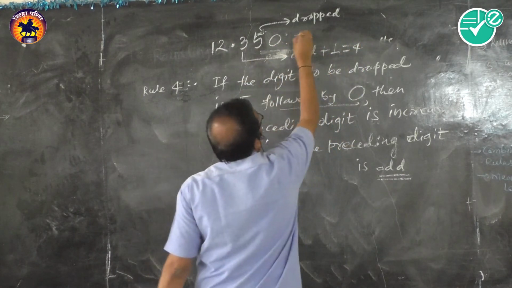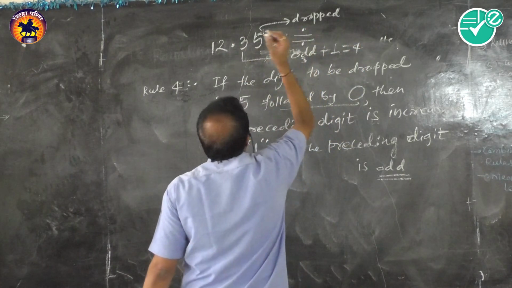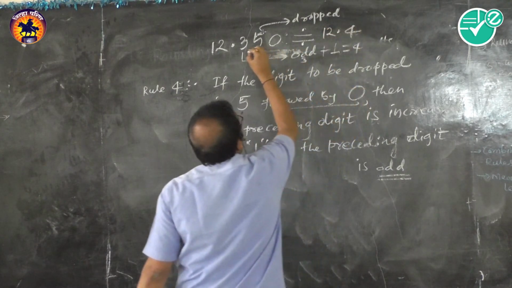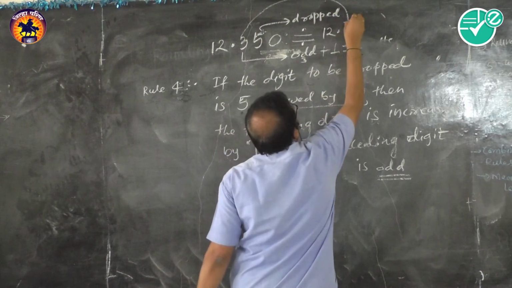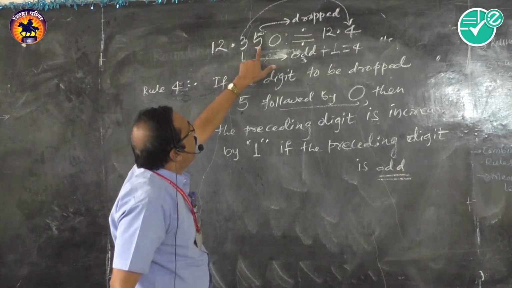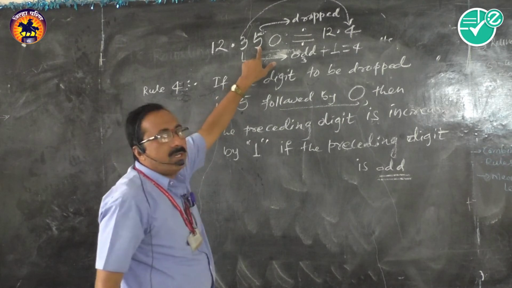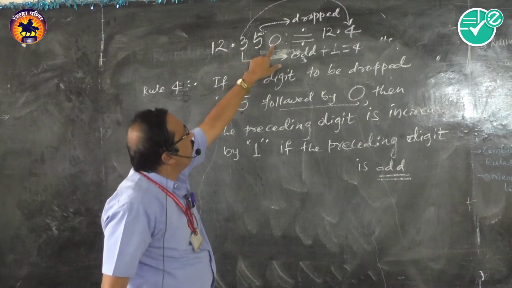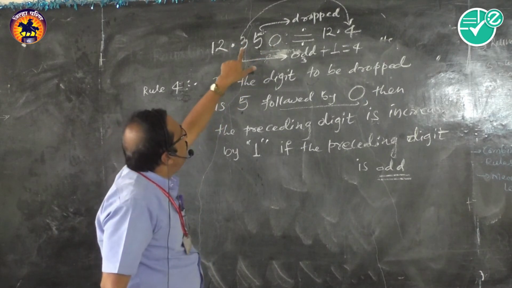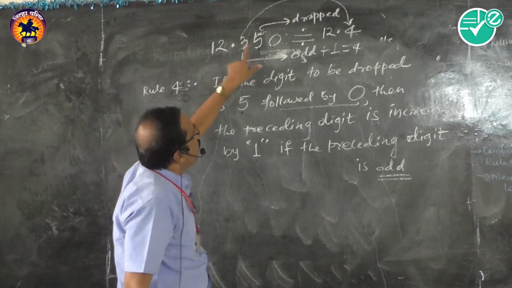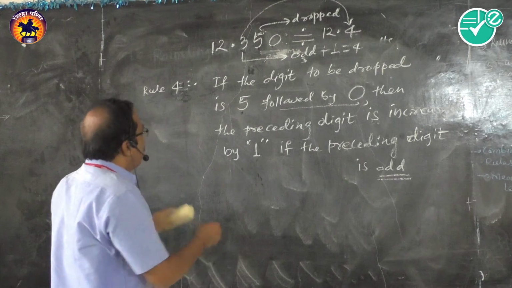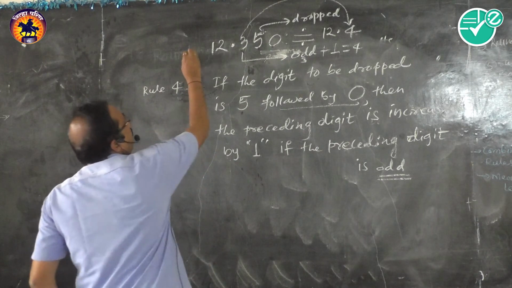So the number is abbreviated or approximated or rounded off to 12.4 only. So this 3 becomes 4 using rule 4. That is, the 5 is to be deleted or discarded, followed by 0. The number is incremented only when the preceding number is odd. If it is even, there is no increment. Is that clear now? This is an example.